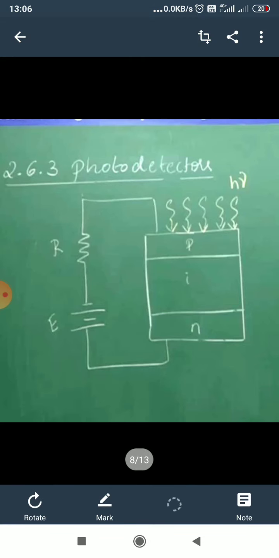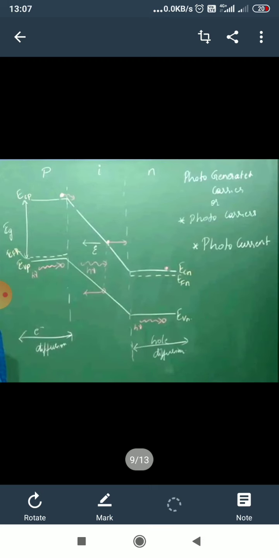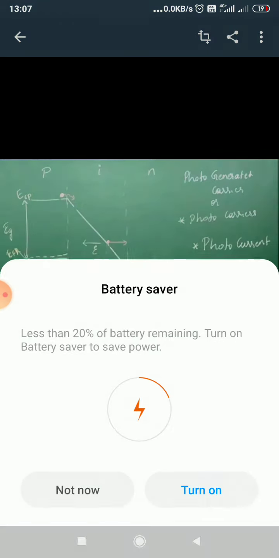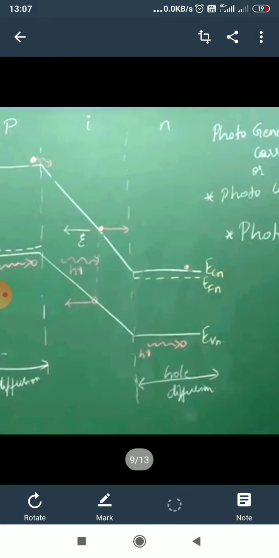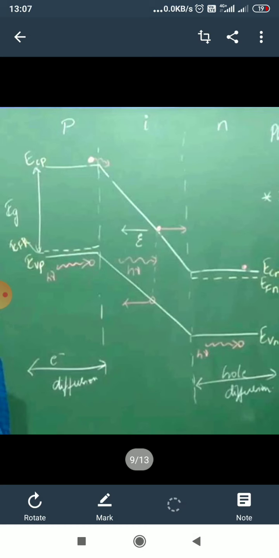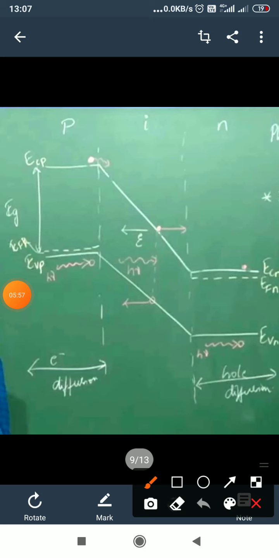Now we see the working operation of this particular photodetector. So as you can see here, the energy graph of the particular P and N junction. So this one is a reverse bias. You already studied this one, the energy graph of a particular P and N junction.